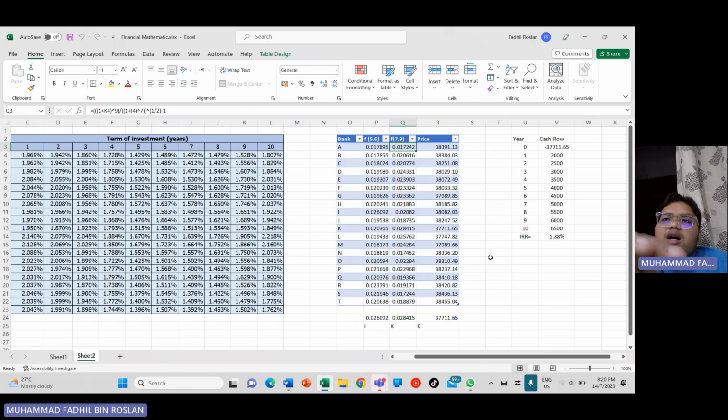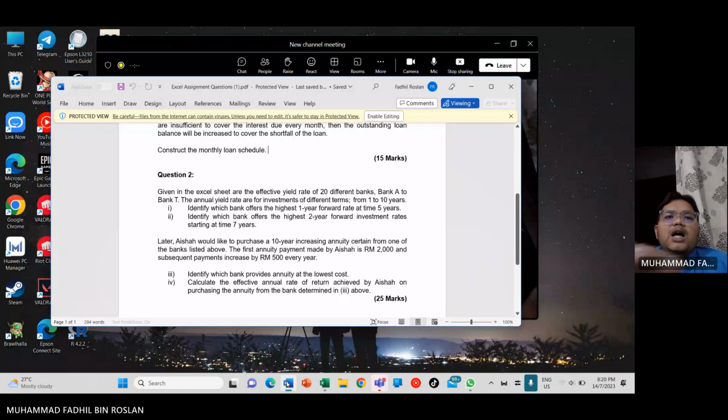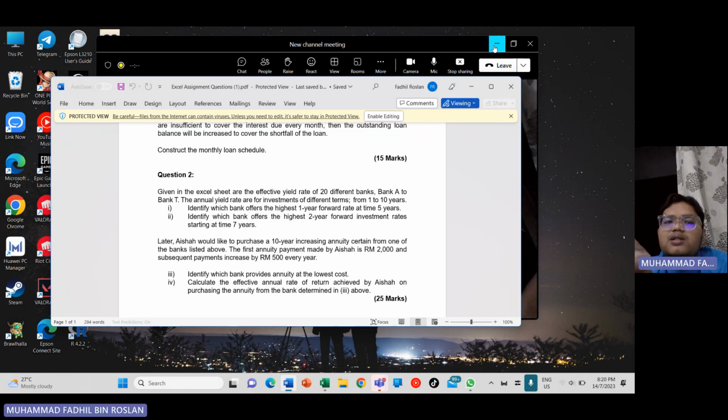Question 3: Aisha would like to purchase a 10-year increasing annuity from one of the banks listed above. The first annuity payment made by Aisha is 2,000, and subsequent payments increase by 500 every year. So 2,000 is the first payment, P, and the increase is 500, that is Q. The question asks us to identify which bank provides the annuity at the lowest cost.